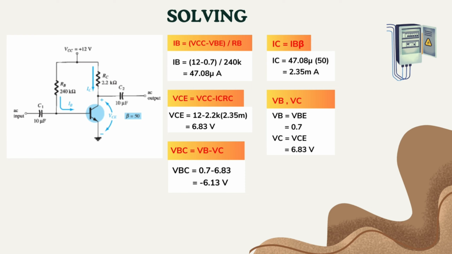For IB, we get 47.08 microampere, and IC is equal to 2.35 milliampere, VCE equal to 6.83 volt. For VB and VC, we get 0.7 and 6.83 volt. And last, we get VBC equal to negative 6.13 volt.